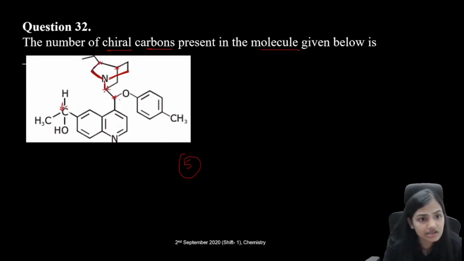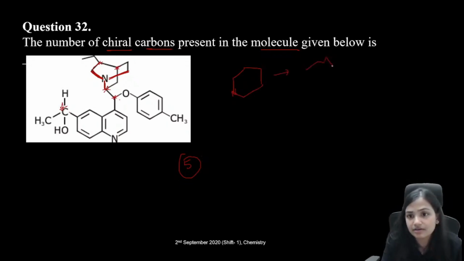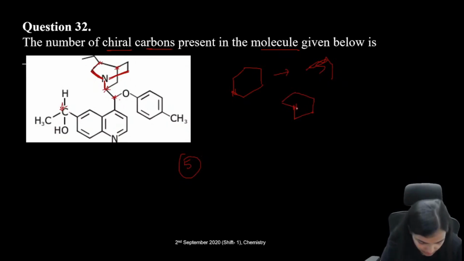This is a cyclic structure. This is a 6-membered ring. If you will open the ring, this is something like this. Here we have the nitrogen. They can also show this ring like this, this can also be shown like this. This is that. Understood now?